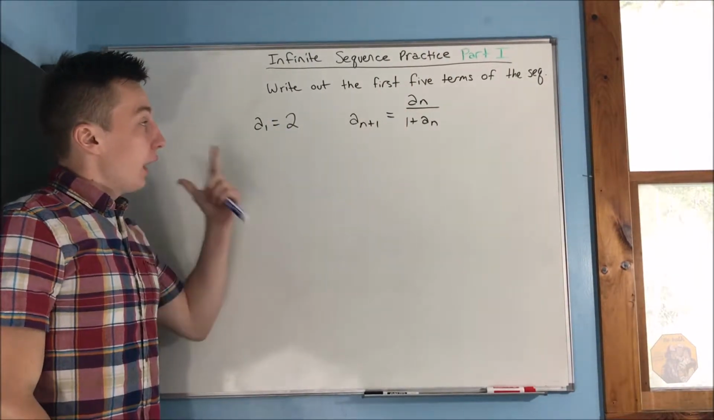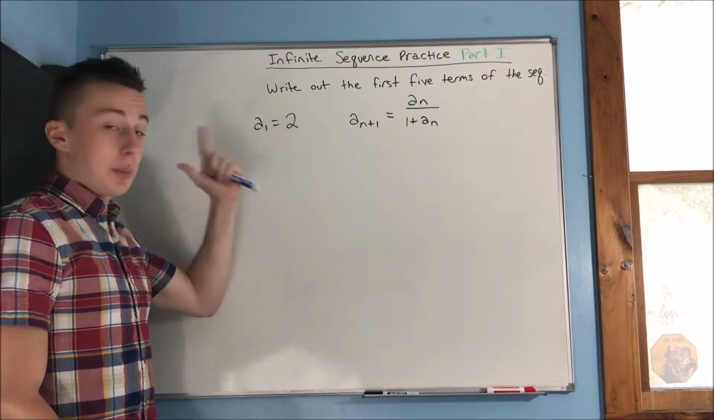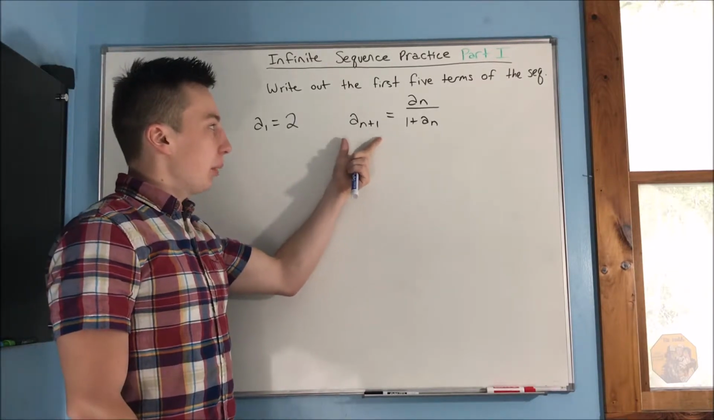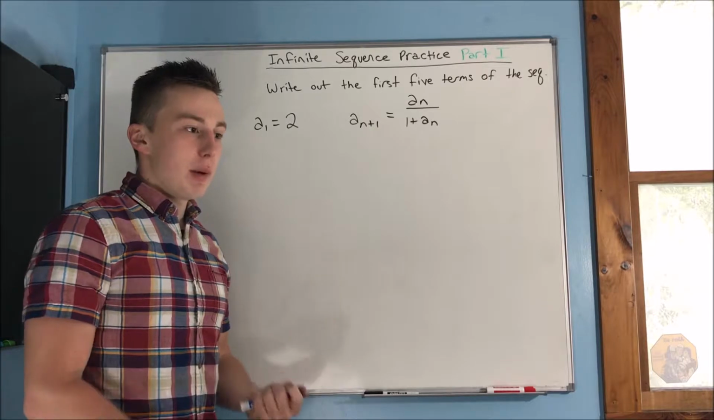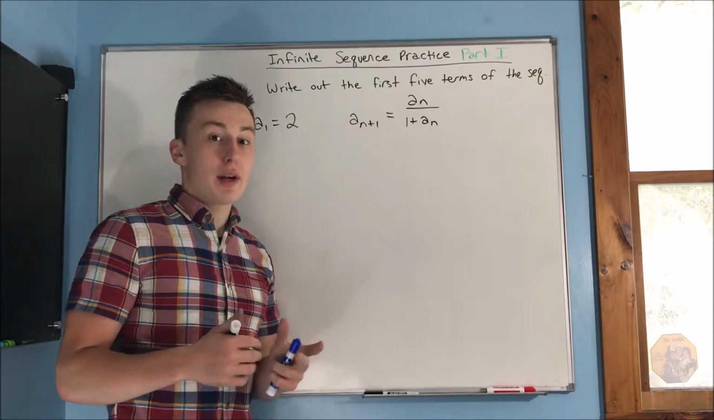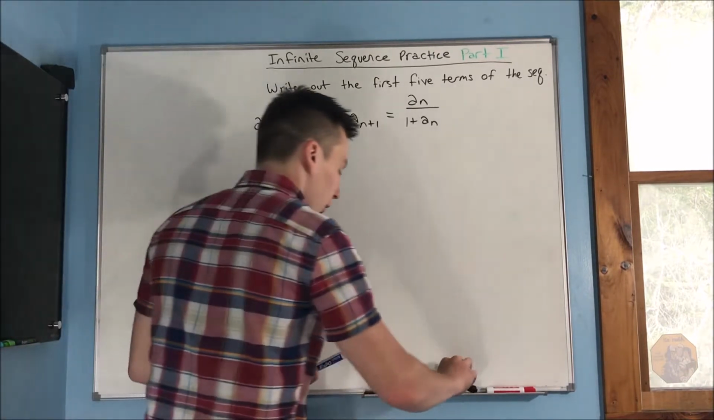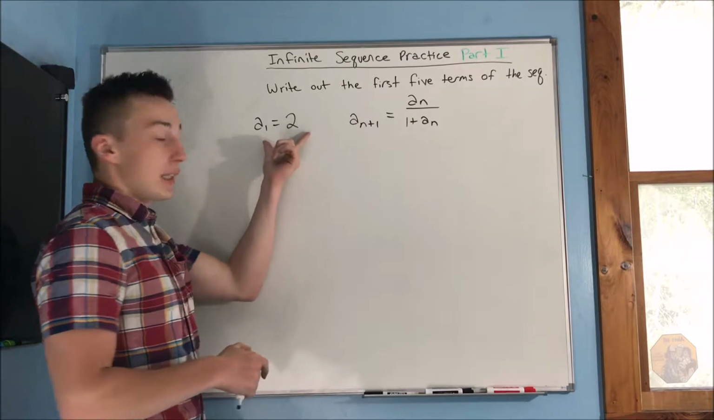So we have our next problem up on the board. We have a sub 1 equals 2. So we already have our first term here. And then we have a sub n plus 1 equals a sub n over 1 plus a sub n. It might be a little hard to wrap your head around what's going on here at first. But how you end up getting these terms is using this a sub 1.